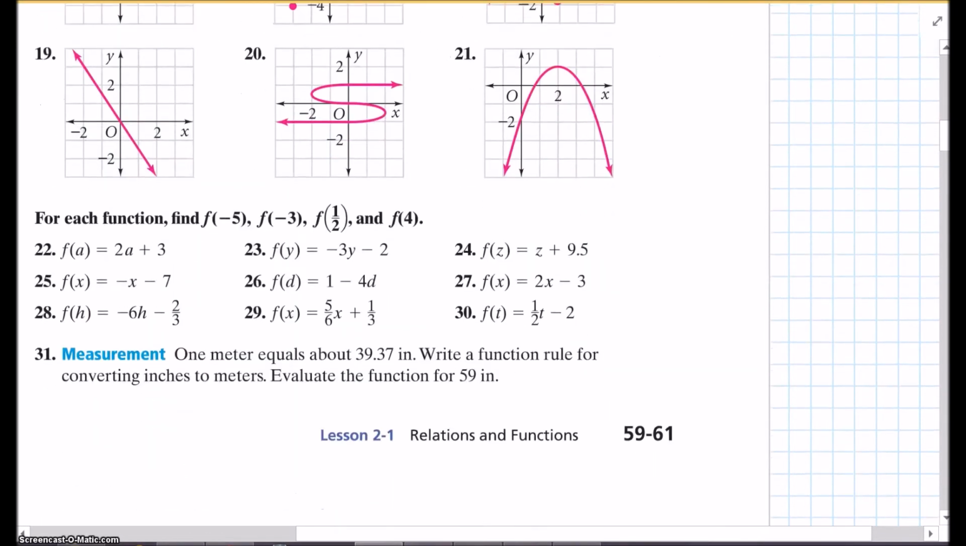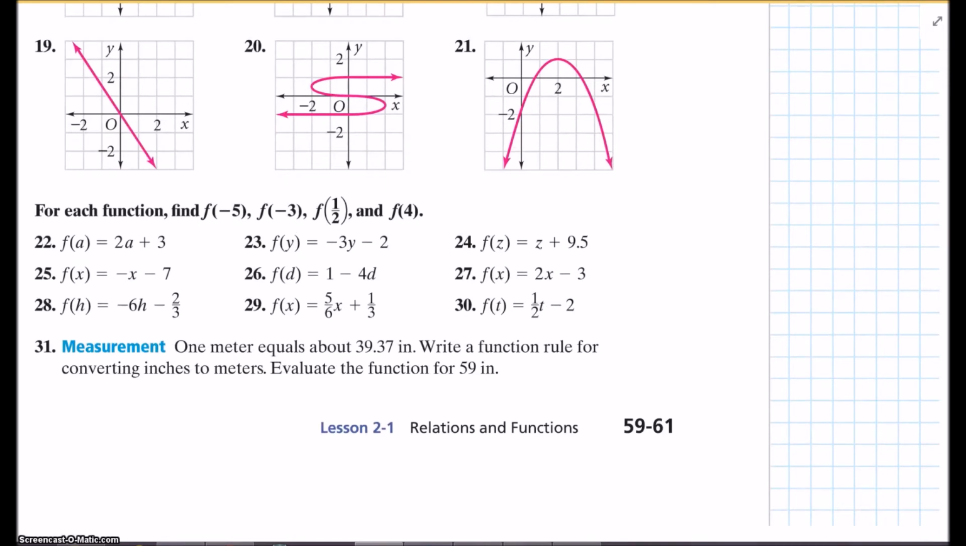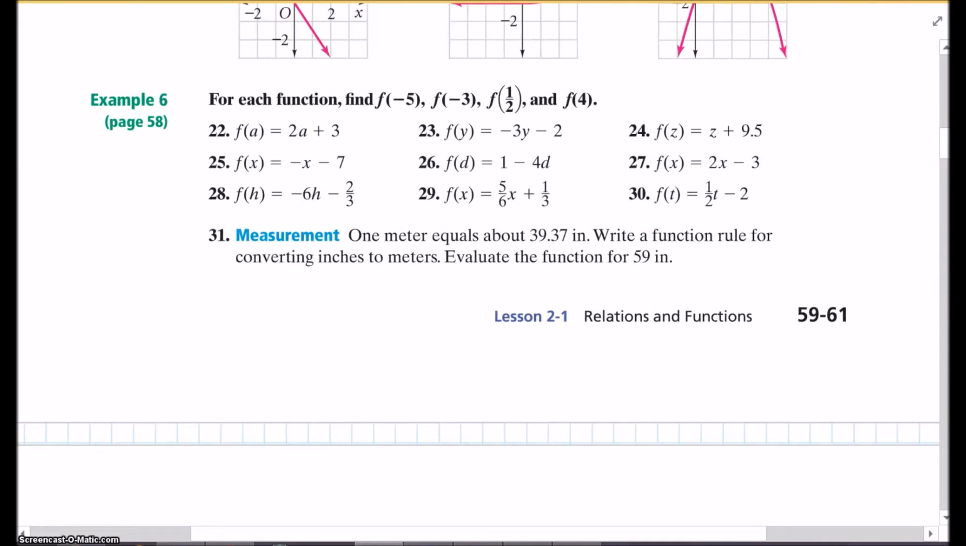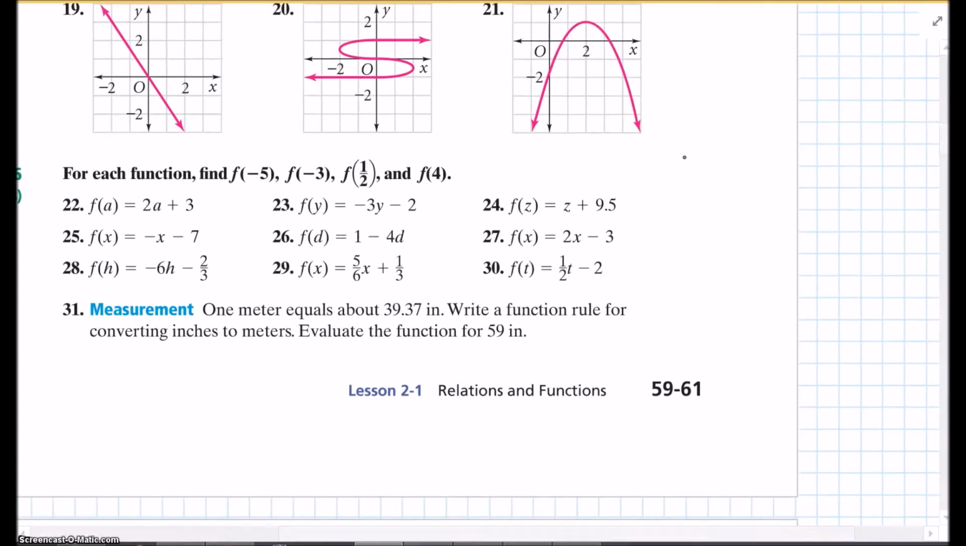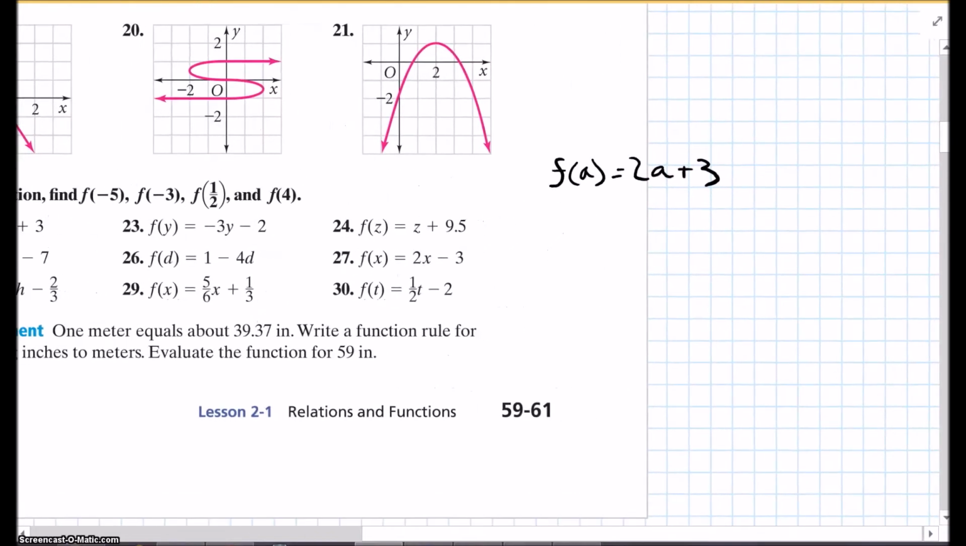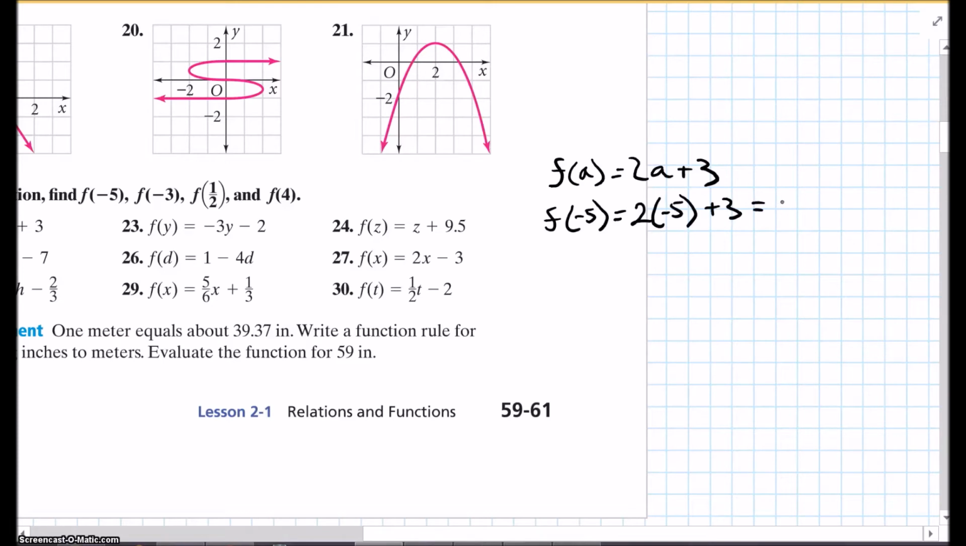Okay, number 22. For each function, find f of -5, f of 1/2, f of 3, and f of 4. So for 22, the function is f of a equals 2a plus 3. Okay, and so I need to find the f of -5. All we're going to do is replace the a value with -5. So 2 times -5 plus 3, that'd be -10 plus 3, which would be -7.